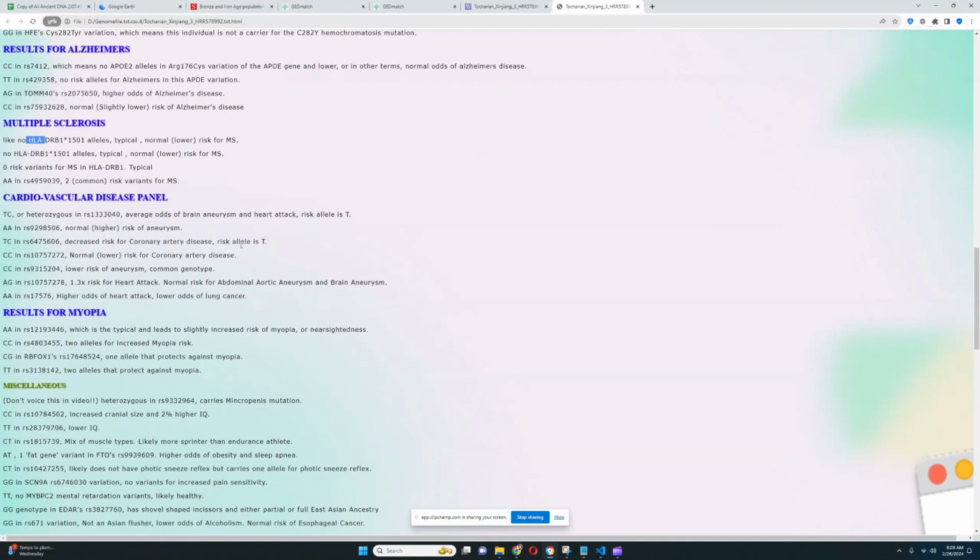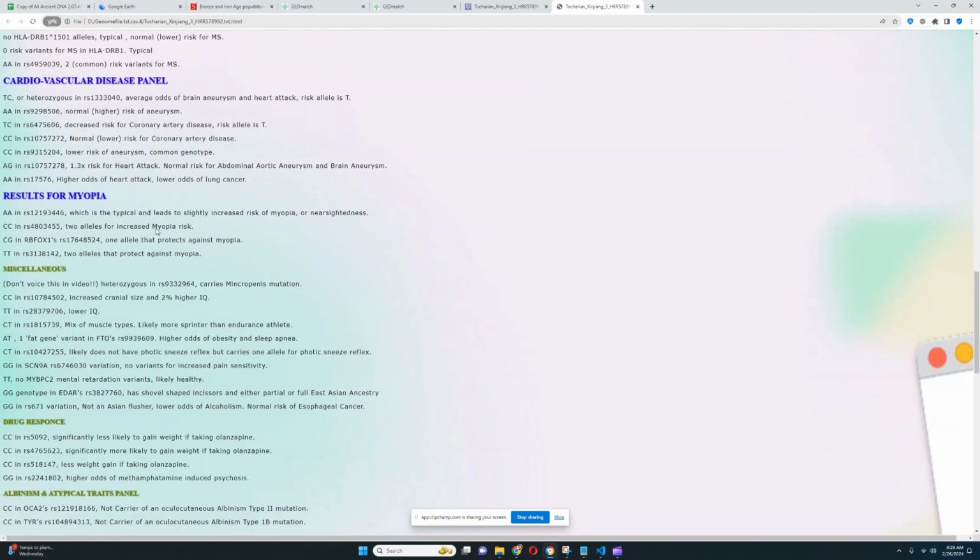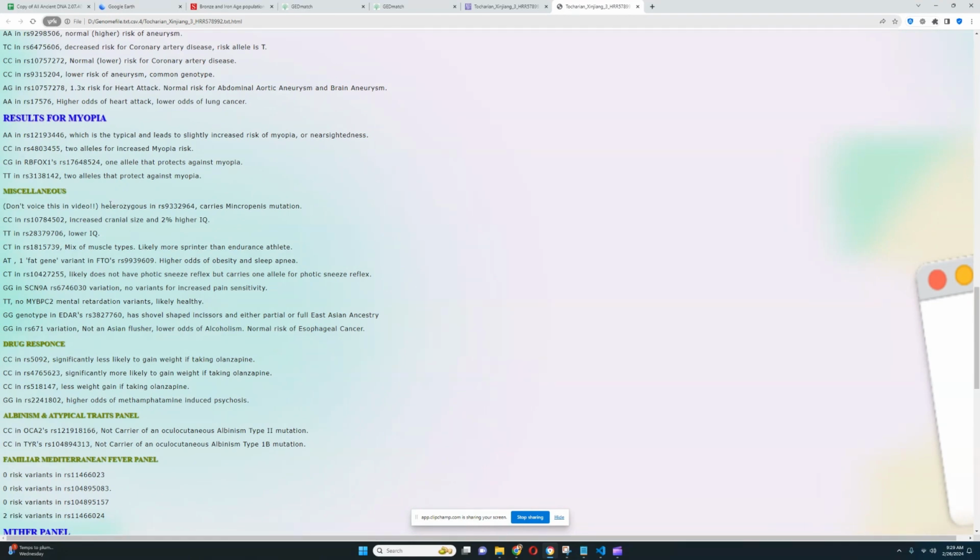Okay, for cardiovascular disease panel, it looks like he's got... wait a second. Is there anything? No, there's nothing really interesting here. For myopia, nothing really interesting. For miscellaneous section, he's got heterozygous genotype here, and he carries the micropenis mutation. Okay, that's kind of surprising. But I think that can be explained by faulty genotyping.